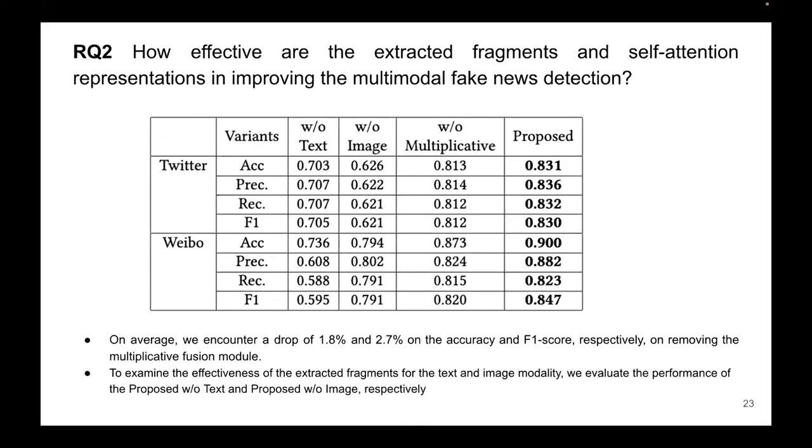RQ2 aims to measure how effective the extracted fragments and self-attention representations are in improving multimodal fake news detection. To answer the question, we compare the proposed model with its different variants. On average, we encountered a drop of 1.8 and 2.7% in accuracy and F1 respectively on removing the multiplicative fusion module. So this shows the efficacy of the multiplicative method that we are using.